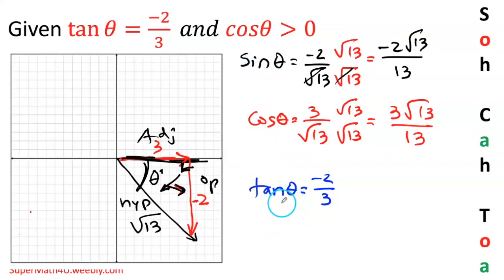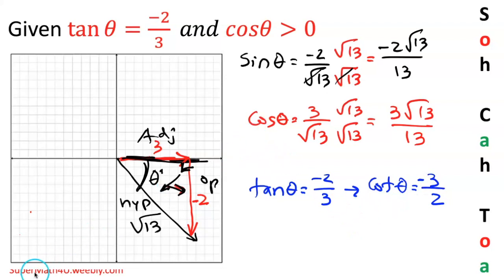After that, what do I do? I have to find the reciprocals of these. So the reciprocal of tangent is cotangent of the angle. And the only thing that I have to do is just flip the values. Reciprocal, 3 over 2. But I don't want to put a negative on the denominator, so I put it on the top. And that's my cotangent.